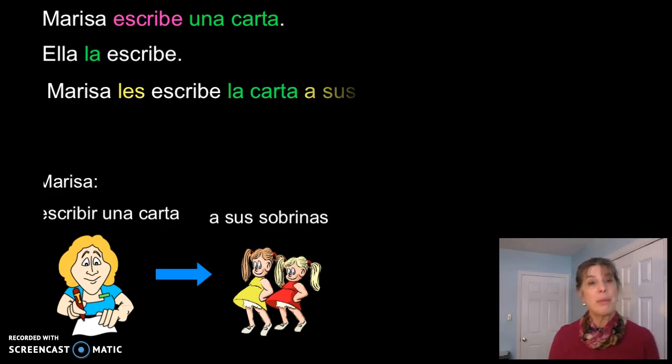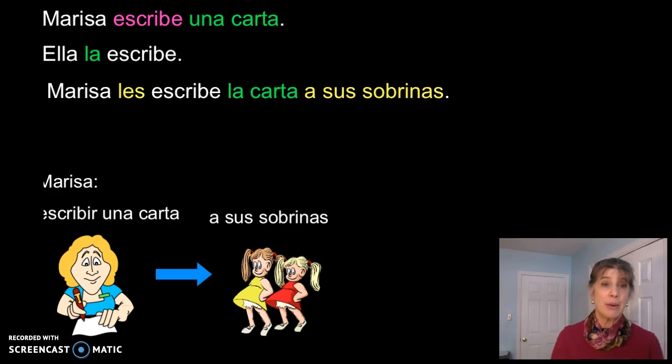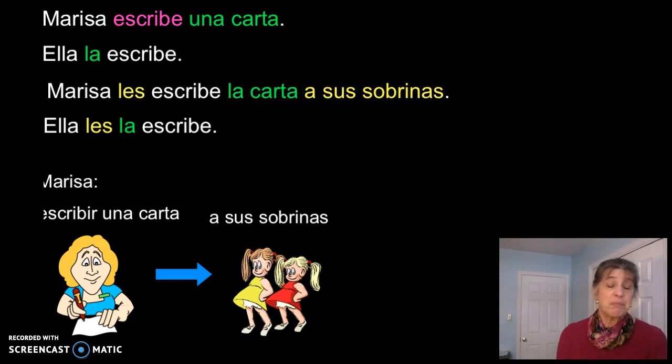What if I want to roll in my indirect object pronoun and my indirect object, which is her sobrinas, her nieces? I would write a sentence that looks like this. Marisa les escribe la carta a sus sobrinas. With le and les, it's more common to have the a plus direct object because it can mean so many different things. It's not as specific as me or te, nos, or os. But once I know that les refers to the two sobrinas, I can quit including that clarifying phrase.